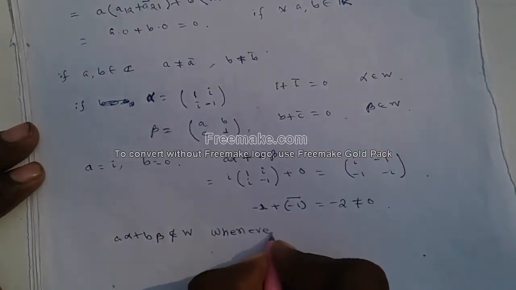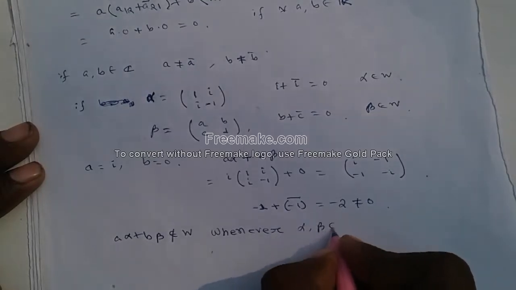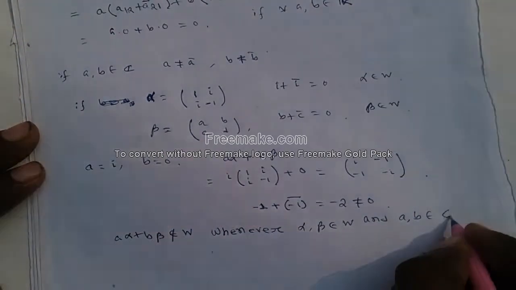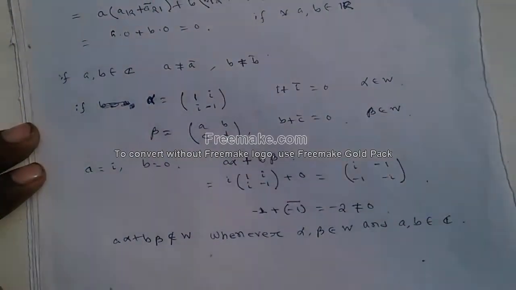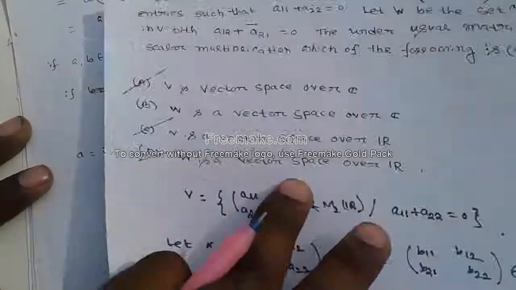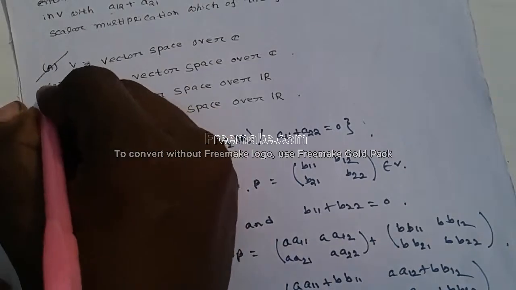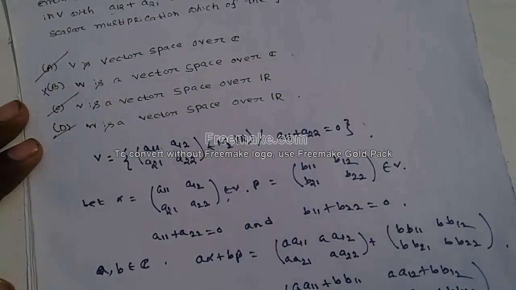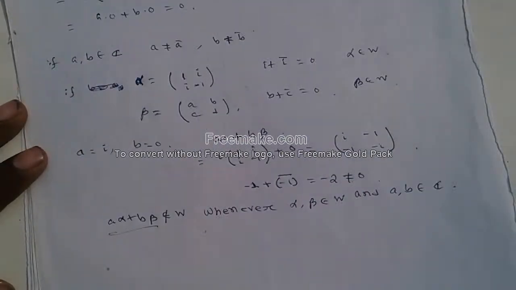Whenever alpha, beta belong to W and a, b belong to C, this does not belong to W. So W is not a vector space over the field C. So W is not a vector space over C, so the option B is a wrong option.